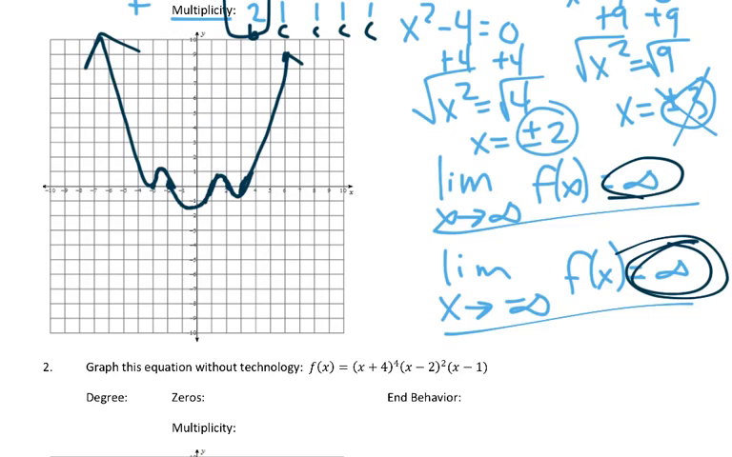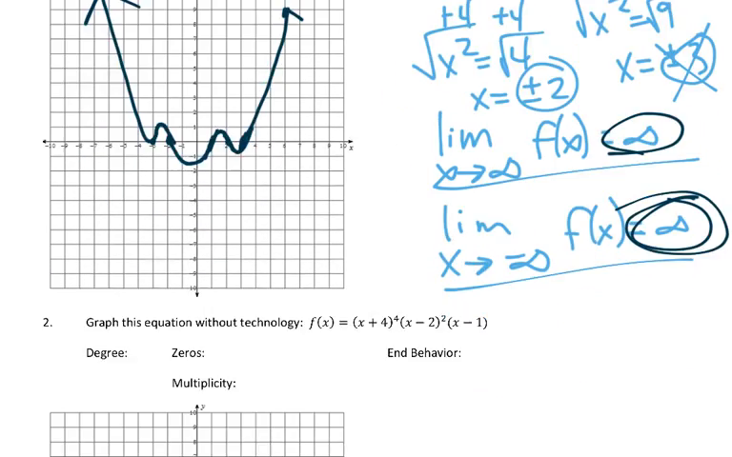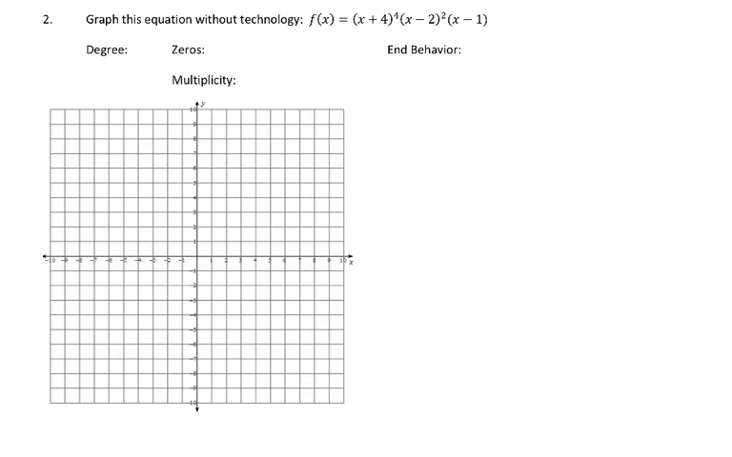Alright, if you needed to, pause it for a little bit, but try to keep up. Okay, now jump to question number 2. Take a few minutes and do that one. So it should be paused now.